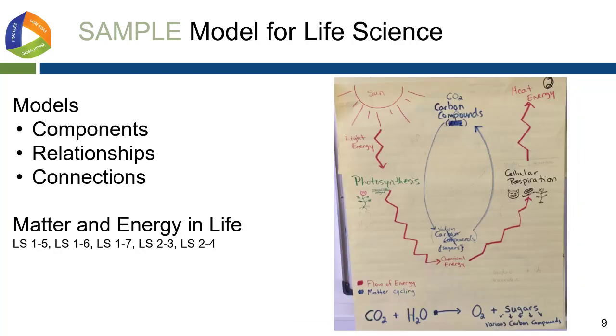In this second model for life science, we see again components that are clearly labeled. We see the arrows that show the relationships and the flow between the components, and we also see the connections being made to the big science idea of the flow of energy and matter and cycling.